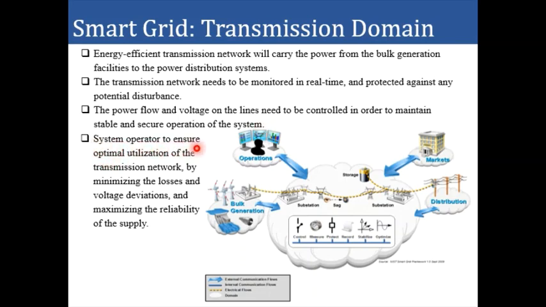Here the system operator has to ensure the optimal utilization of the transmission network by minimizing the losses and voltage deviation and maximizing the reliability of supply. And for carrying out all those activities, we need to have a proper communication system developed, and we have to keep on sensing the various parameters for better monitoring and control of the transmission network.